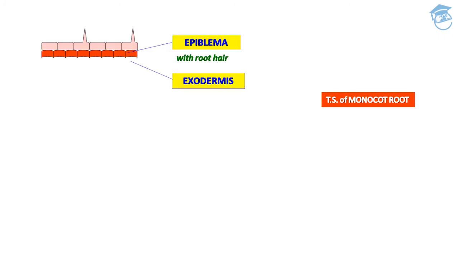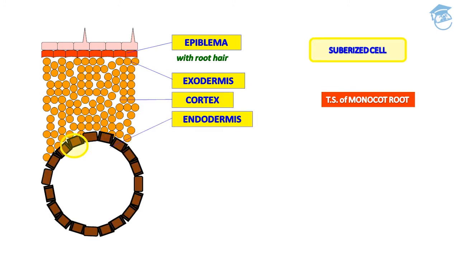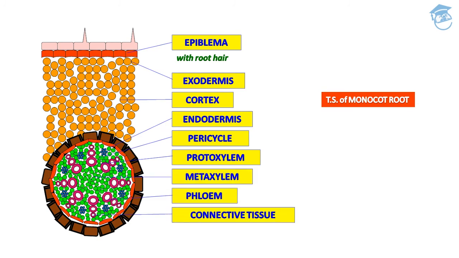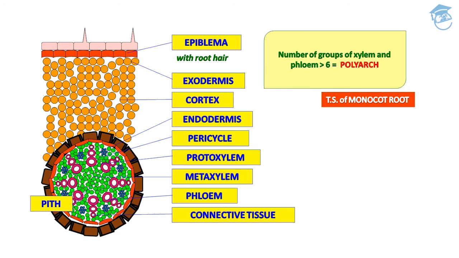So this is the transverse section of monocot root. This is epiblemma with root hair, then exodermis, this is cortex, and this is the endodermis, which is suberized because of the presence of suberin, and this is the passage cell, and this is the pericycle, protoxylem, metaxylem, and phloem, connective tissue. So this is the transverse section of monocot root, and please note that pith is very large in case of monocot, and the number of groups of xylem and phloem, as you can see, is more than 6. 1 2 3 4 5 6 7 8. 8 are there. That's why it is called polyarch. 1 2 3 4 5 6 7 8, and the stele is polyarch.